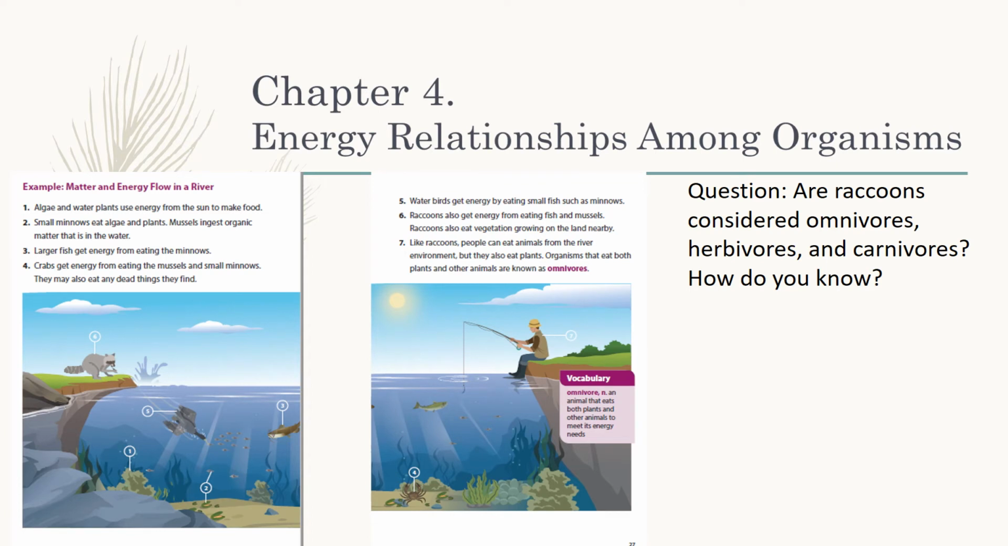Water birds get energy by eating small fish such as minnows. Raccoons also get energy from eating fish and mussels. Raccoons also eat vegetation growing on the land nearby. Remember, boys and girls, vegetation is referring to plants. Like raccoons, people can eat animals from the river environment, but they also eat plants. Organisms that eat both plants and other animals are known as omnivores.